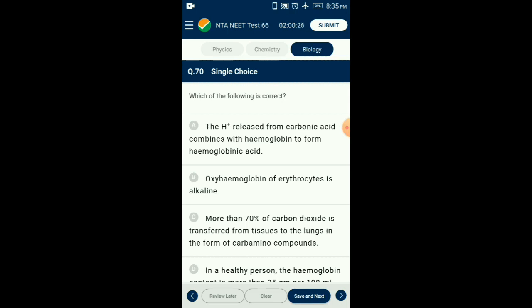Hemoglobinic acid is a very weak acid formed inside the red blood cells when hydrogen ions produced by the dissociation of carbonic acid combine with the hemoglobin. So the answer for this question is option A. The H+ released from carbonic acid combines with hemoglobin to form hemoglobinic acid.